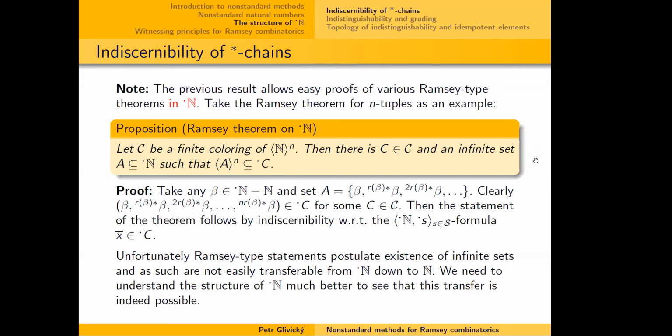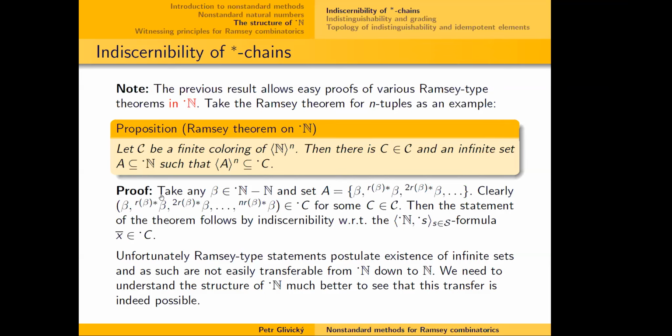And I understand infinite means unbounded. Yeah, sorry. Yeah, infinite means also unbounded, yes. I could have written cofinal here. Yeah, it would be maybe clearer. It's cofinal in .n, unbounded. Yeah.